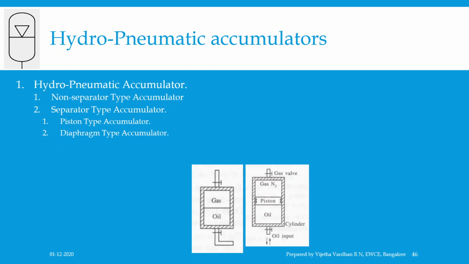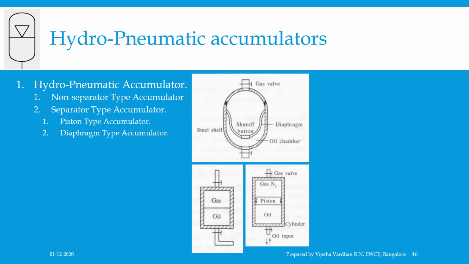Coming to the next type, it is called the diaphragm accumulator. The diaphragm type of accumulator consists of two metal shells separated by a flexible diaphragm secured in the shell. The diaphragm serves as an elastic barrier between the oil and the gas. A shut-off button provided at the base of the diaphragm prevents damage to the diaphragm by avoiding the diaphragm pressing into the oil port when the gas is being charged.